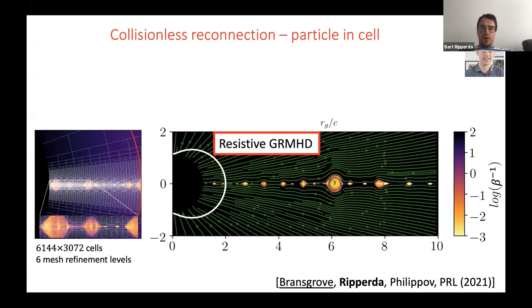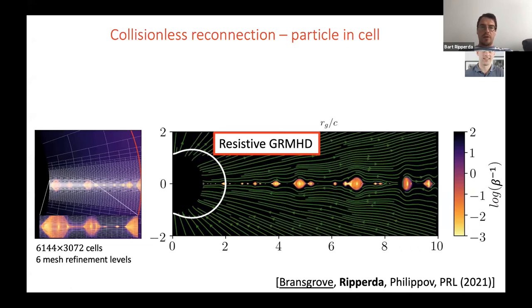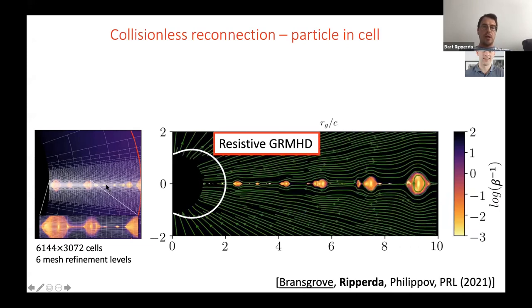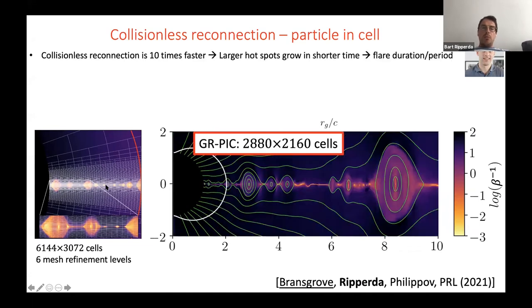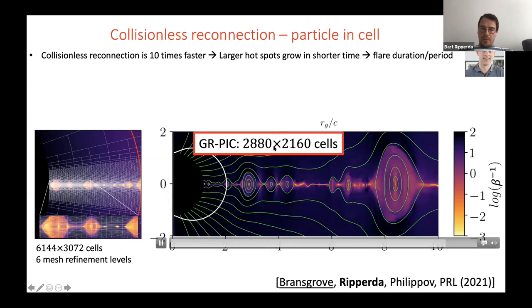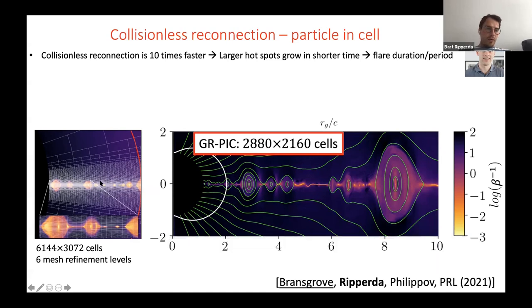This is very well resolved with 6,000 by 3,000 cells. We use mesh refinement here to make sure that we really zoom into the current sheet. But we still know that the collisionless reconnection is about 10 times faster. So larger hotspots can grow in a shorter time, and this will affect your flare duration. And you can see here, this was a GRPIC simulation with the same code that Benoit and Benjamin described. And you see that indeed the plasmoid here is the size of 1 RG, whereas the plasmoids here are more like 0.1 the size of an RG.